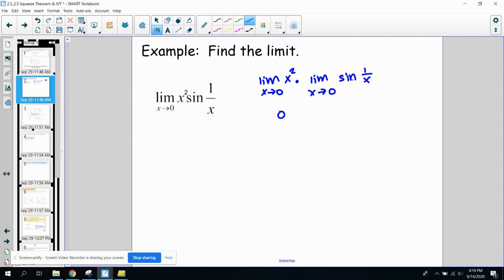However, the sine function, if you think about what the sine function looks like, it's an oscillating function, right? It's one of those functions that goes like this. So since it's oscillating, we know that this part does not exist. So we can't use the actual breaking it up and say 0 times does not exist is does not exist. But what we can do is we can think about the sine function, right?